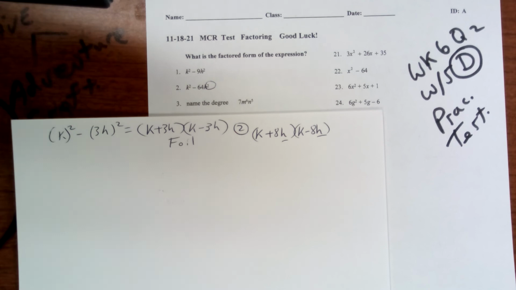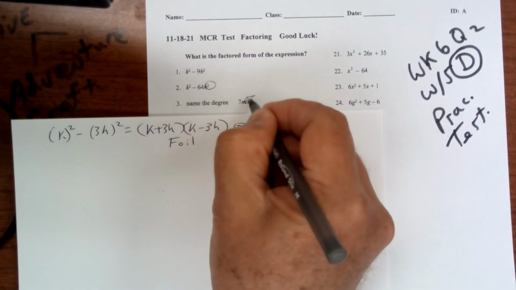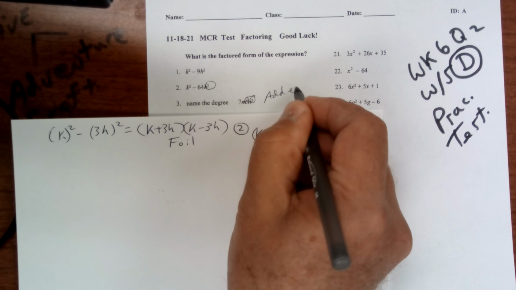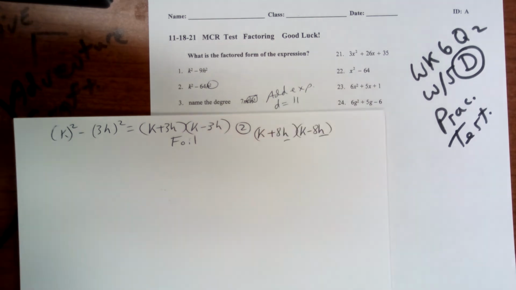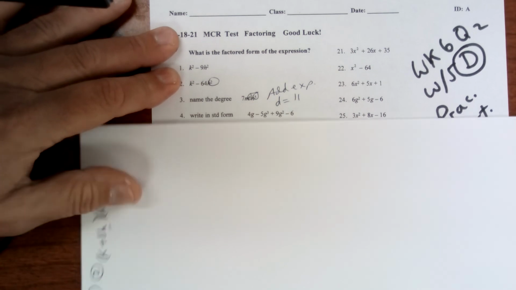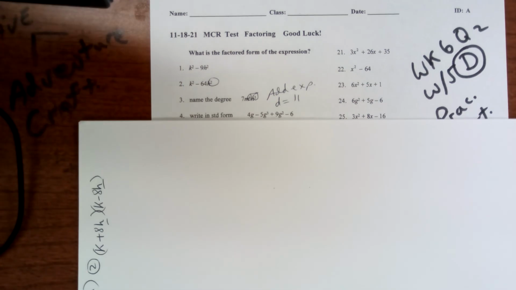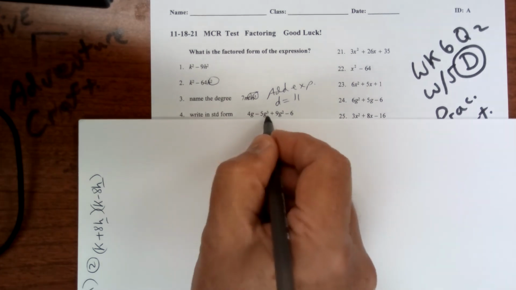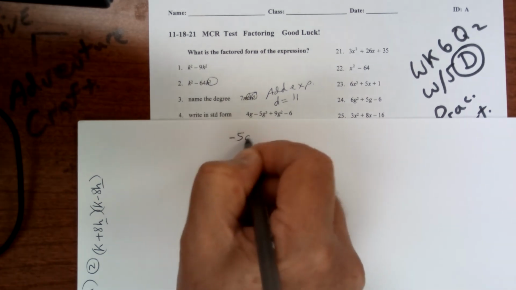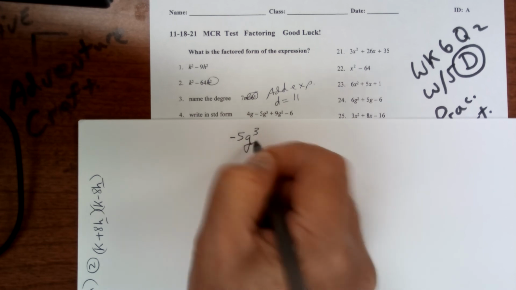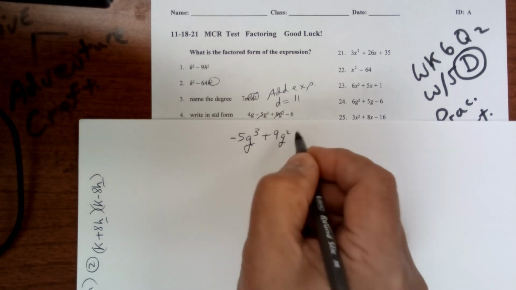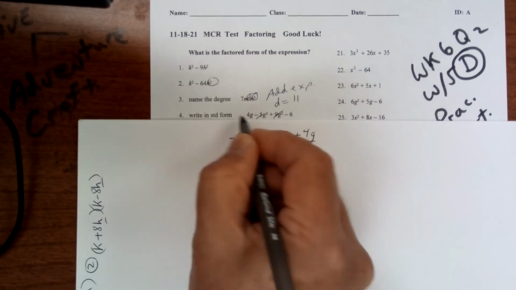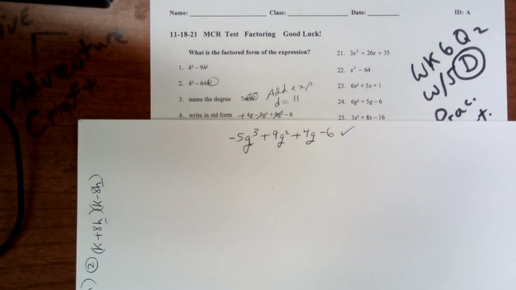Name the degree. The degree is you just add up the exponents. So add exponents. So the degree is equal to 11. Write in standard form. Standard form is where the exponents decrease. So you put the biggest one first, the third power, and then you put the next one, which is the square, and then plus 4g, because there's a plus sign right there, and then minus 6. That's called standard form. Notice that the exponents decrease. Let's keep moving.